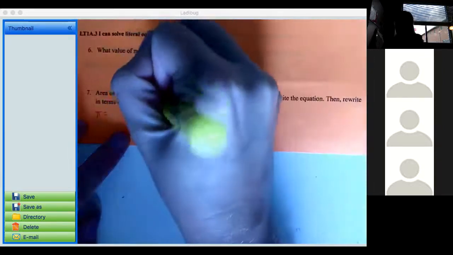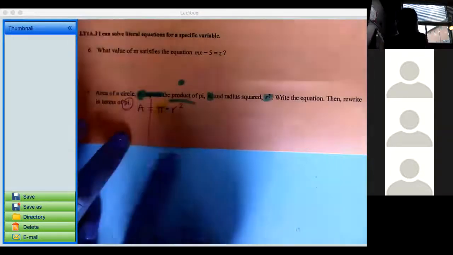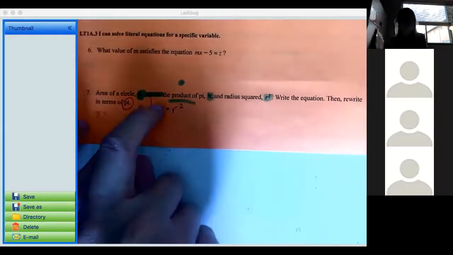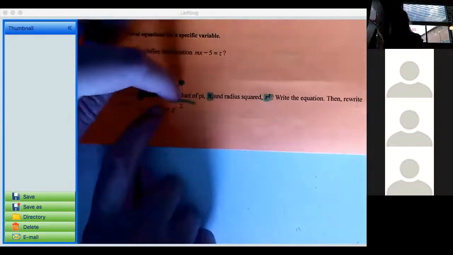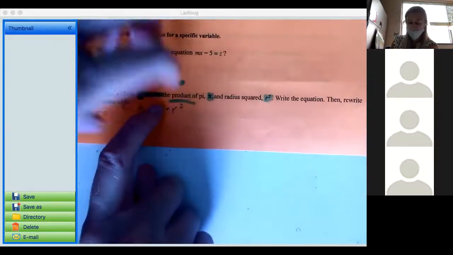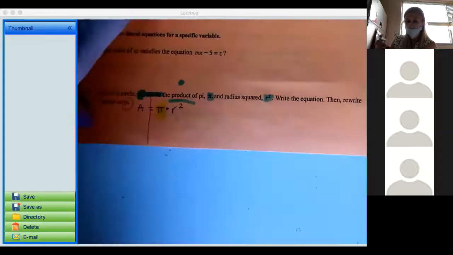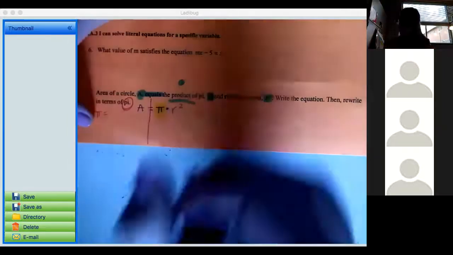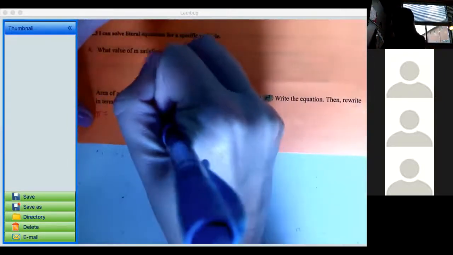Cover up pi, so I'm not touching that part I just highlighted. Good, so I need to move the r squared, is what my girls in class are saying. What's the opposite of multiplying, my online people? Divide. There we go. Divide by r squared.